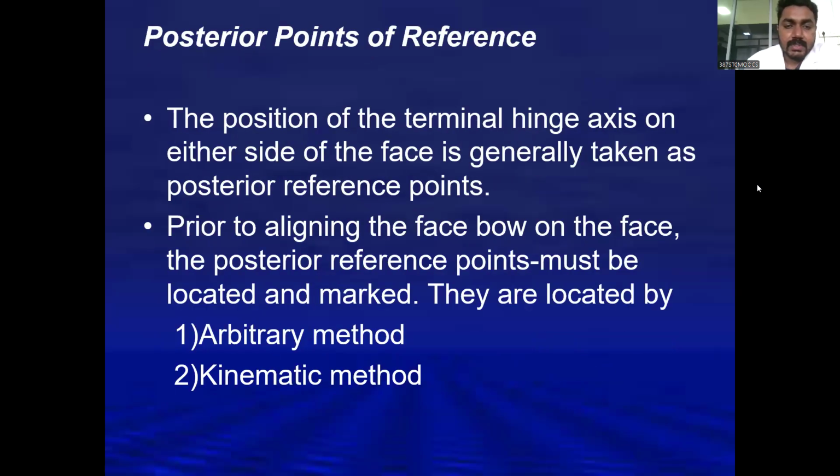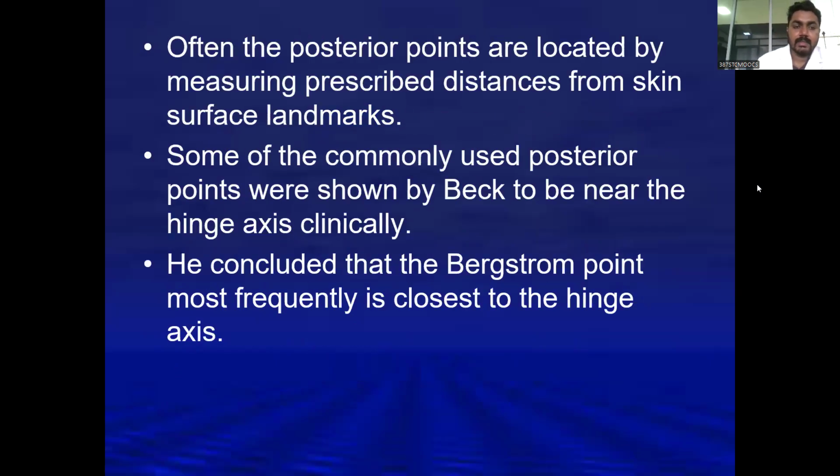Posterior points of reference. The position of the terminal hinge axis on either side of the face is generally taken as the posterior reference points. Prior to aligning the facebow on the face, the posterior reference points must be located and marked. They are located by the arbitrary method and the kinematic method. Often, the posterior points are located by measuring a prescribed distance from skin surface landmarks. Some of the commonly used posterior reference points were shown by Beck to be near the hinge axis clinically. He concluded that the Bergstrom point is most frequently closest to the hinge axis.